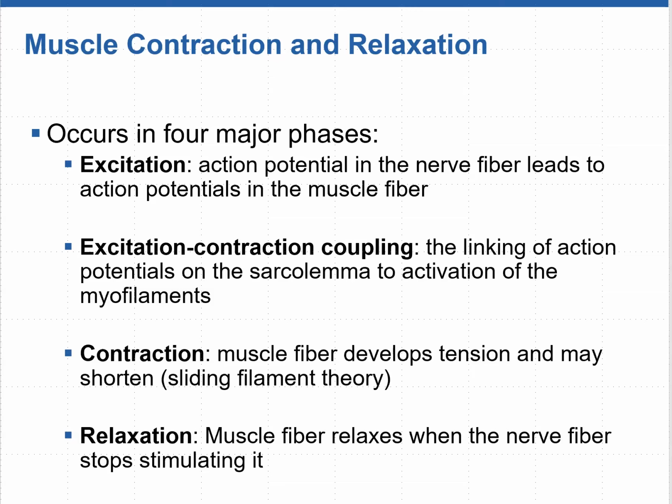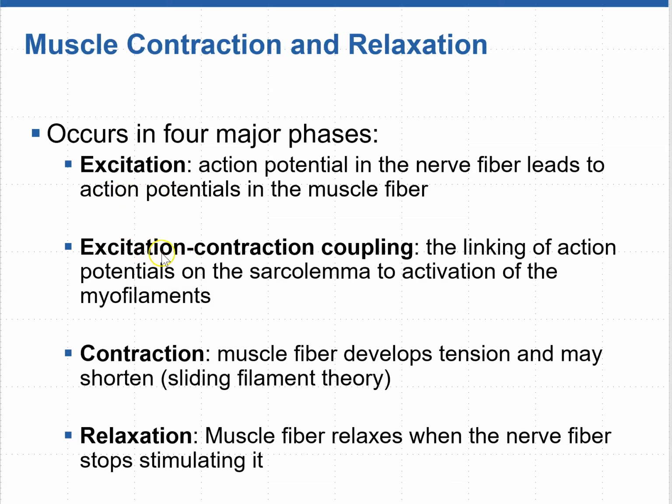But muscle contraction and relaxation occurs in 4 major stages. The first stage is known as excitation. Excitation is a process in which a nerve action potential leads to a muscle action potential. So a nerve sends an action potential down the axon, and this in turn leads to a change in the action potential or depolarization inside a muscle fiber that creates an action potential in the muscle fiber.